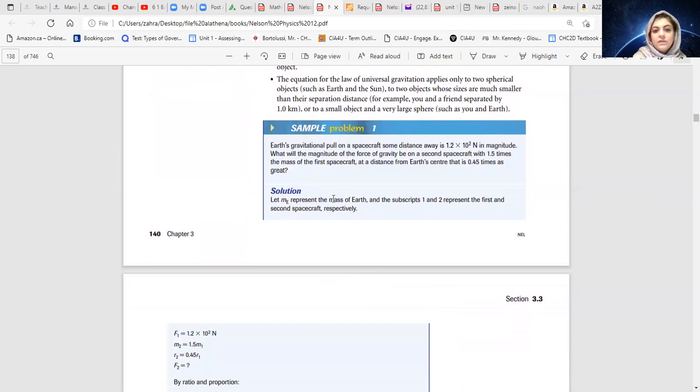Here, look at that. Earth's gravitational pull on a spacecraft some distance away is 1.2 in magnitude. What will be the magnitude of the force of gravity on a second spacecraft with 1.5 times the mass?